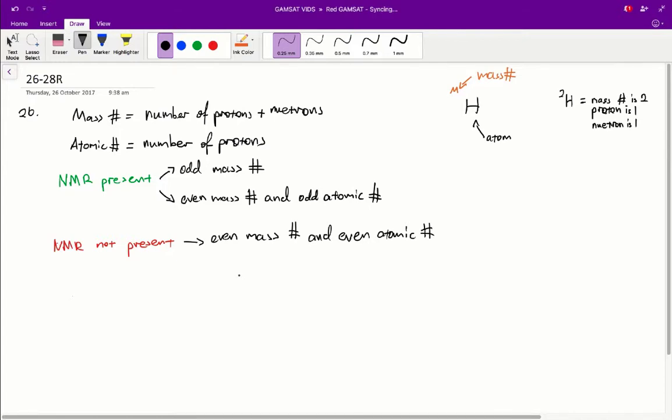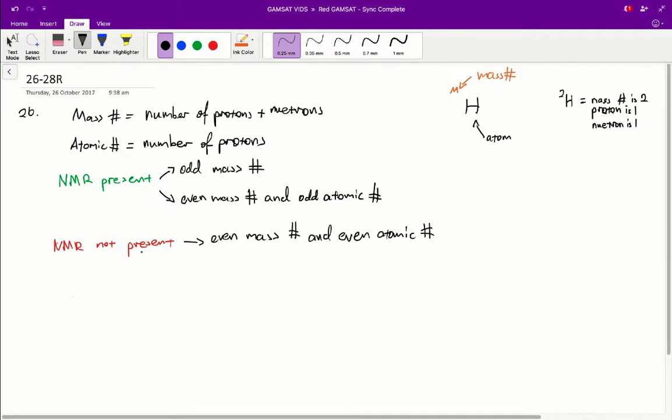Alright, question 26 to 28 in the ACER red paper. Question 26. Of the three isotopes of hydrogen, those that exhibit NMR are. Alright, so from the stem, we know that NMR is present where there is an odd mass number, or if there is an even mass number and an odd atomic number at the same time.